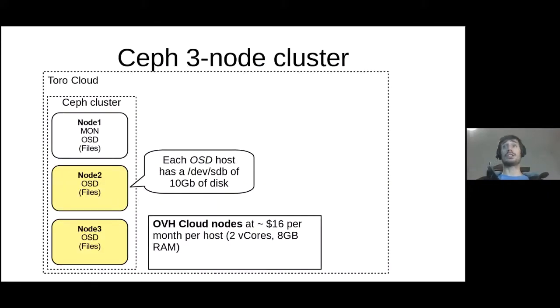So to try this architecture, I built a 3-node Ceph cluster. Each node contributes 10 GB of disk to the cluster, and I used the public cloud OVH. Each node is a 2-core machine with 8 GB of memory, and the cost of each node is about 16 euros.